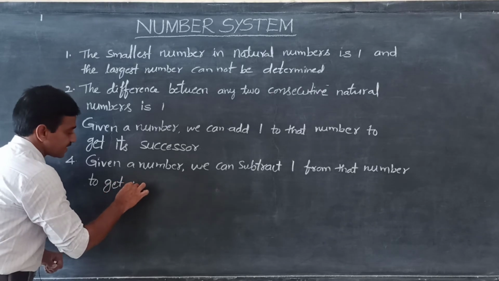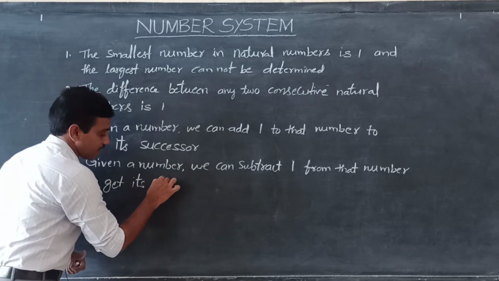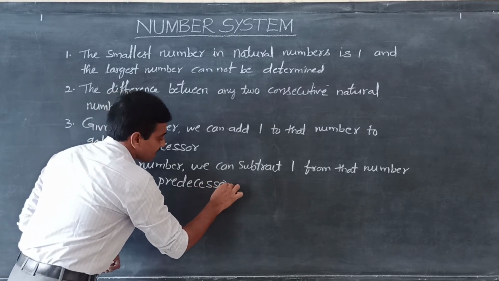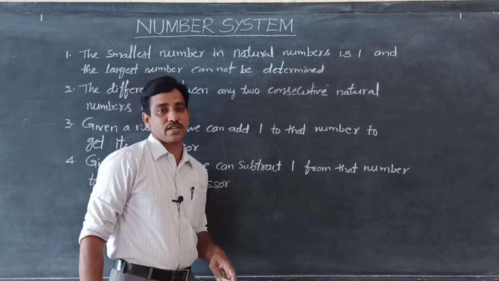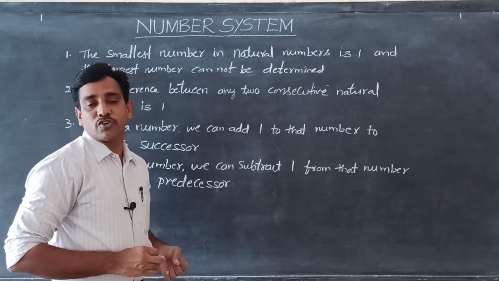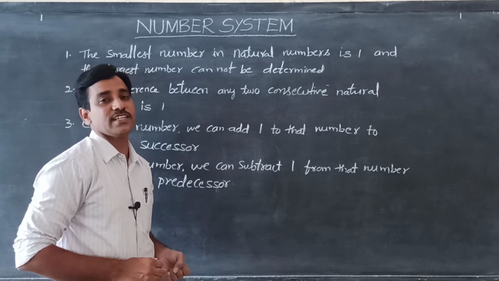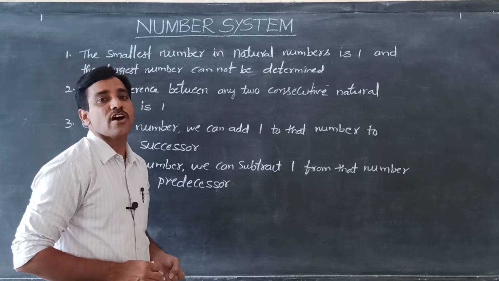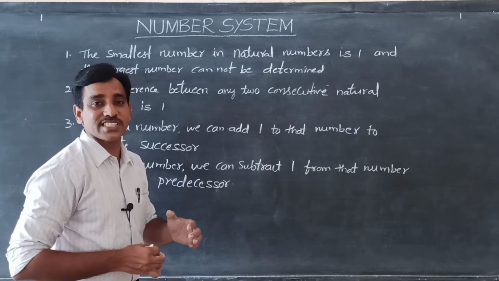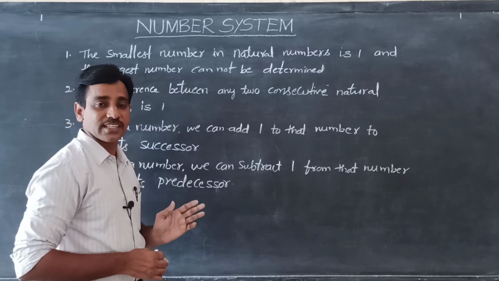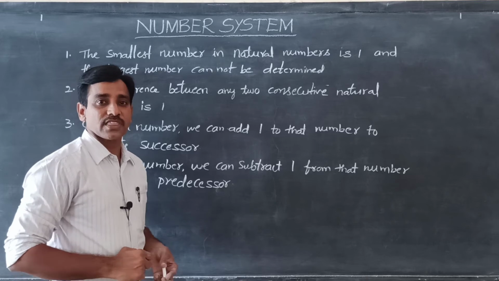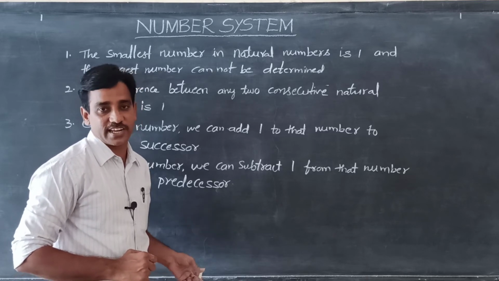To get its predecessor. Predecessor means before number. Suppose if we take 9, what is the predecessor of 9? That is 8. How can we get 8? We subtract 1 from 9. That is 9 minus 1, 8. So the predecessor of 9 is 8.